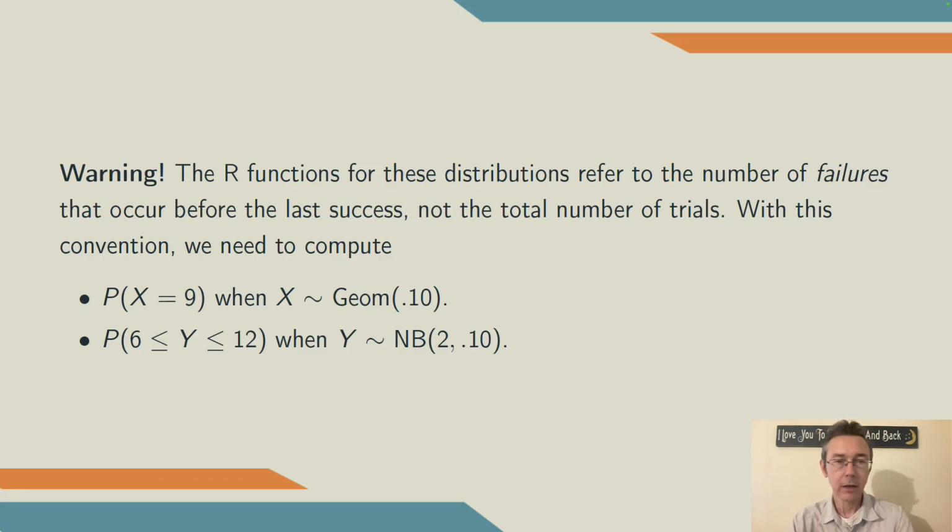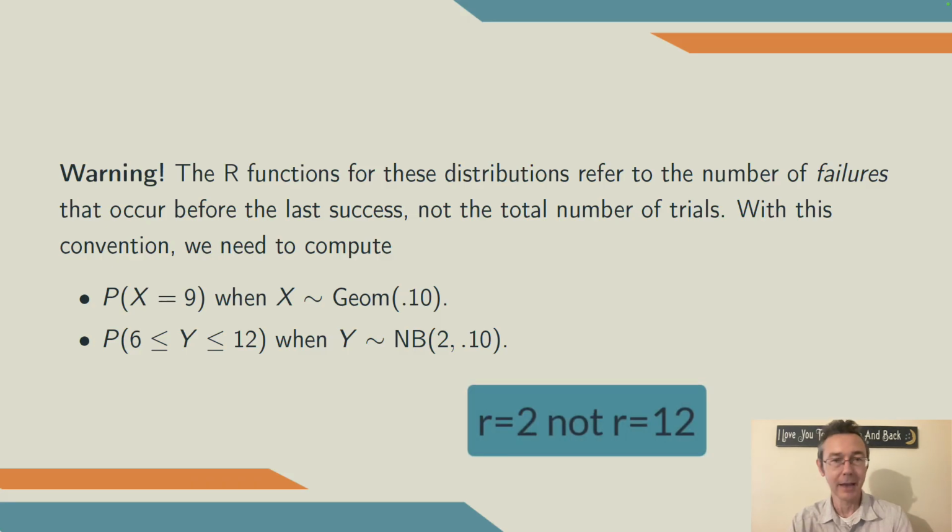With the convention of talking about the number of failures before the success, we're trying to find the probability that x is 9 in the geometric distribution with parameter p equals 0.10, because if the first sale happens on the 10th day, then there were 9 days that were failures before that. And then we need to compute the probability that y is between 6 and 12 inclusive, because that means the total number of days, including the day of the sale, is going to be between 8 and 14 inclusive. Y, by the way, in this case has the negative binomial distribution with parameter r equals 2, we need 2 successes, and p again, 0.10.